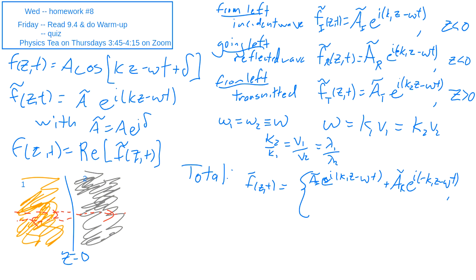That's for negative z's on the left-hand side. And then on the right-hand side, we just have the transmitted wave. So we're taking our method for writing out complex functions for waves, and we're doing this now, and we're looking at just the physical sequence of wave comes in, some of it goes through the boundary, some of it bounces off. And so we're combining them, right?